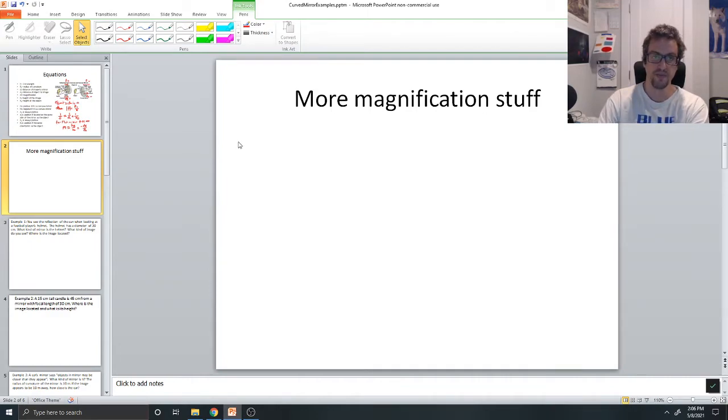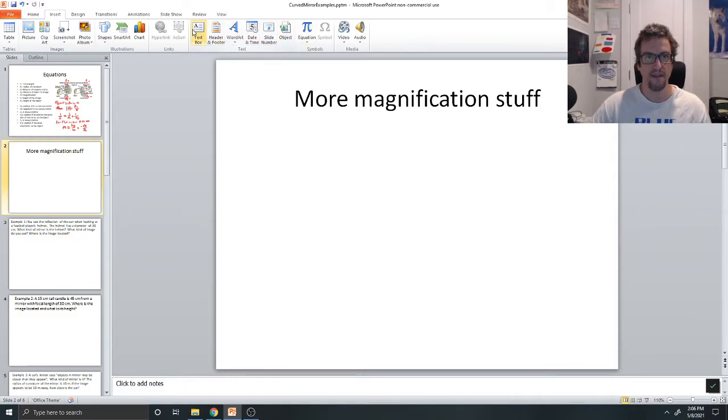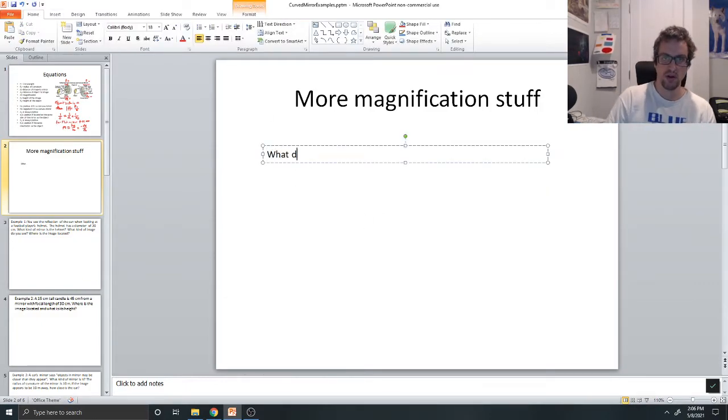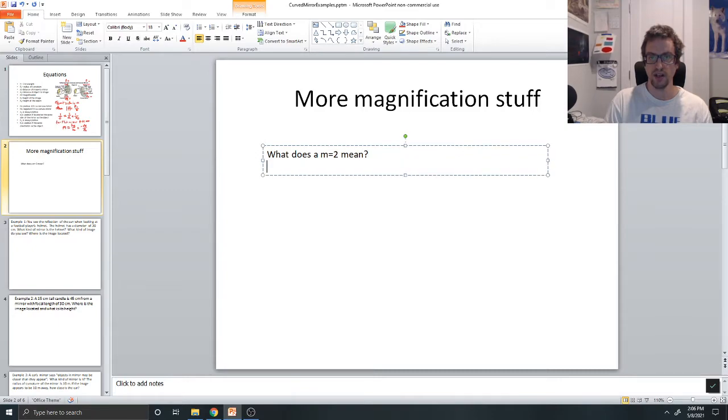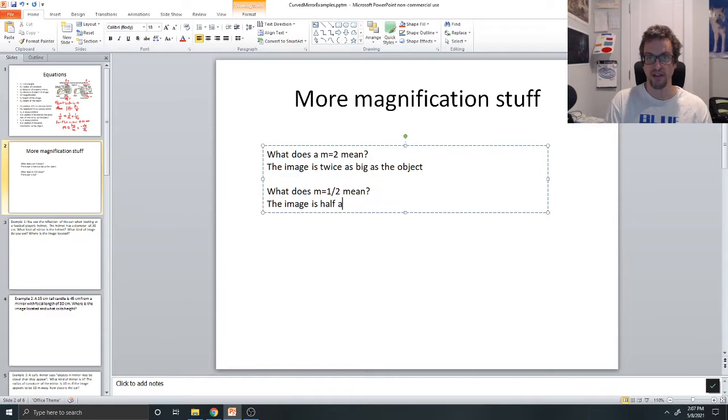So what does an m equal 2 mean? I'm going to insert a text box so we can do it here. Well, this means the image is twice as big as the object. And we're going to add something to that in a second. What does m equals 1 over 2 mean? This means the image is half as big as the object.